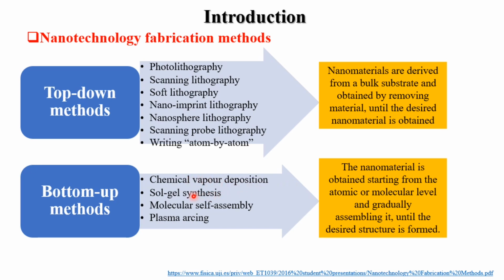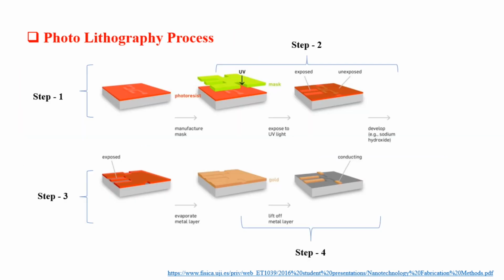So chemical vapor deposition and sol-gel synthesis are some methods that come under the bottom-up methods. Here we will discuss the photolithography method. In photolithography there are four key steps. Step one: first deposit the photoresist on the substrate, then with the help of a mask, expose it with UV light of around 365 nanometer.